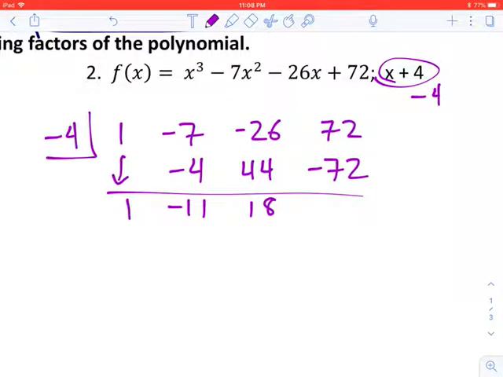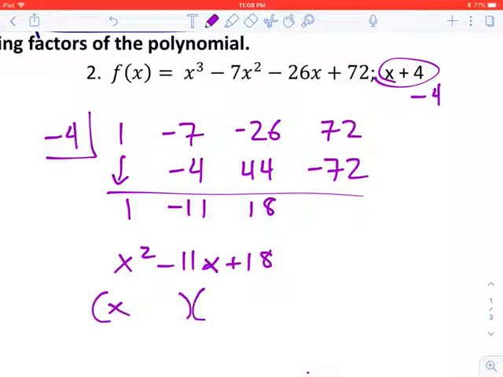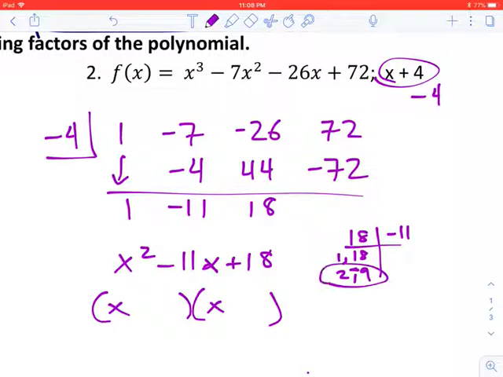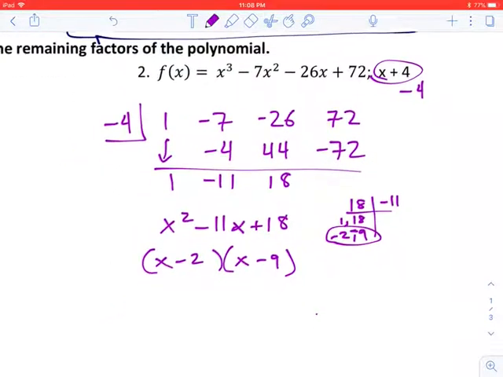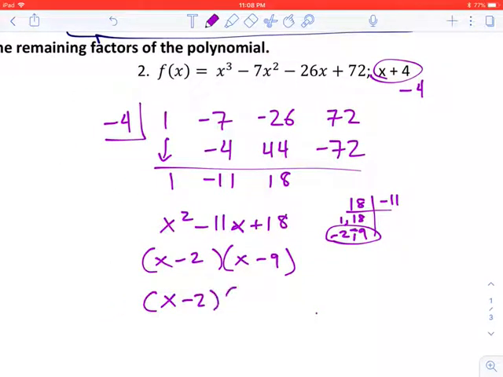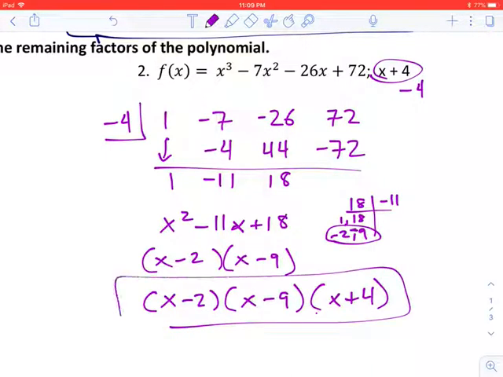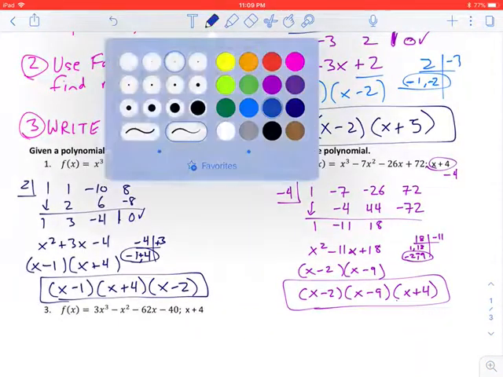And so what we have left is x squared minus 11x plus 18. And so now we're going to factor that. What two factors of 18 give us negative 11? 1 and 18, 2 and 9, there it is. Since it's a negative 11, I want positive 2 and negative, never mind. We need both of them to be negative. And so negative 2, negative 9, and so our final answer is those two and the original x plus 4. And there we go. So here's our last one, and then we'll go to the back side.